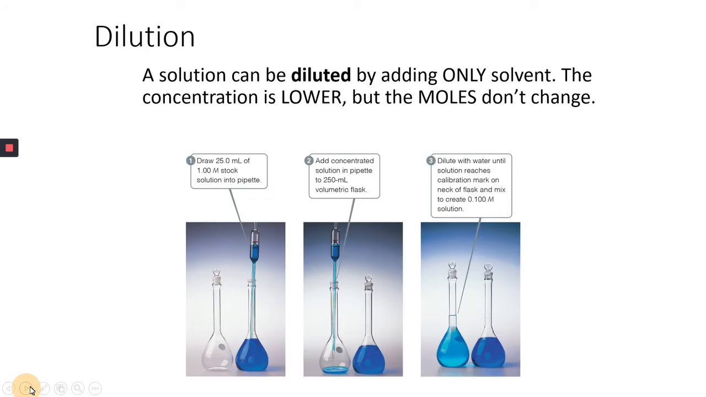Once you have your concentrated solution, you might want to dilute it, okay? So a solution can be diluted by only adding solvent. When you dilute something, you lower the concentration, but the moles stay the same. Because you have a larger volume of solution, the concentration is now lower, but the moles stay the same.